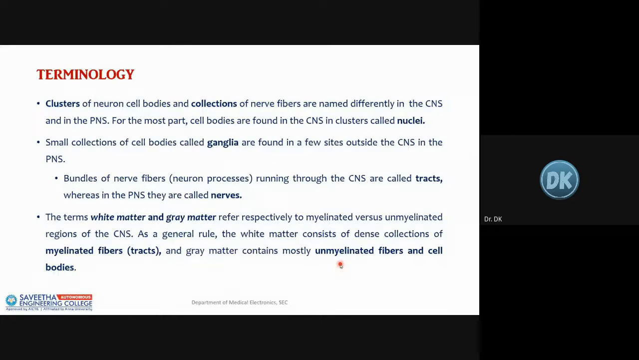insulated covering. We saw that there is a protective covering, right? That kind of covering will not be there; you just have your nerve fibers and the cell bodies. So that is your gray matter. Okay, so white matter and gray matter are present in the spinal cord and the brain. So that is the definition for your clusters, ganglia, nerves, white matter and gray matter.